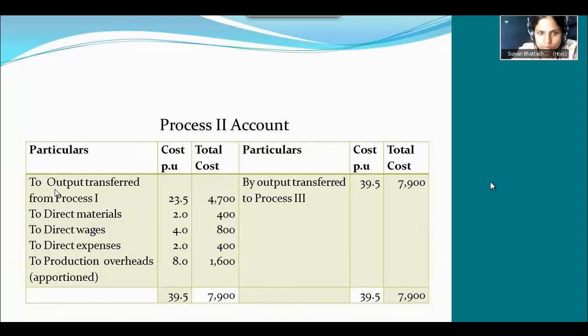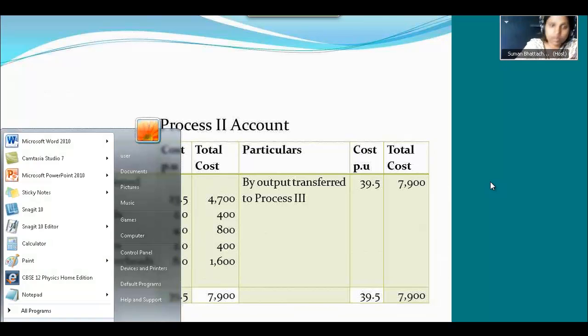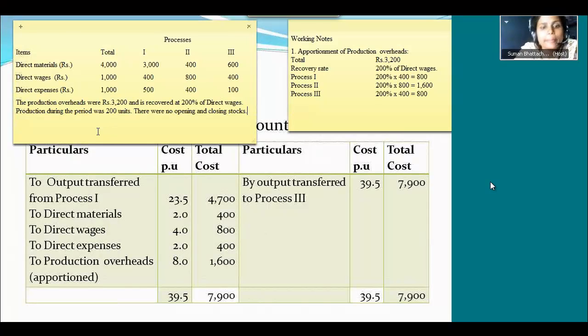So first will come what? Output transferred from process 1. It should be debited. Now for process 2, we have to see all the expenses. Process 2, direct material rupees 400. So it should be debited to direct materials rupees 400.